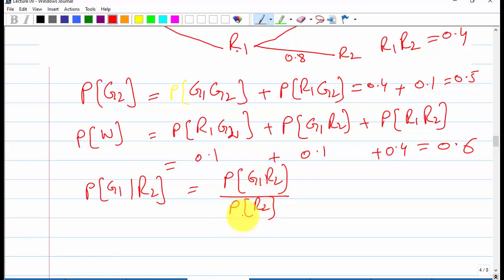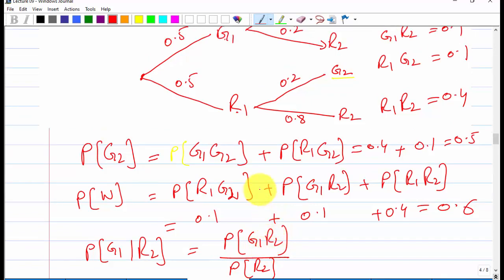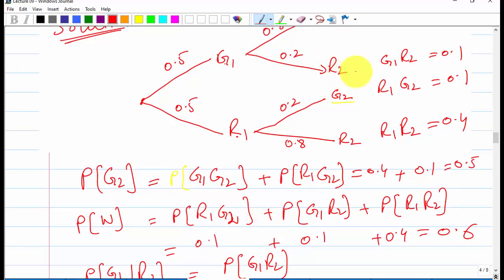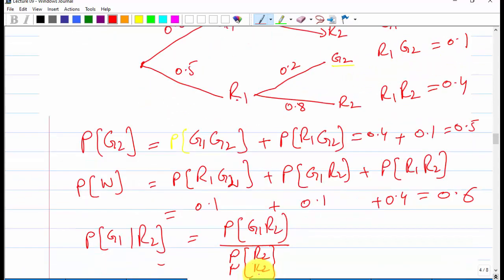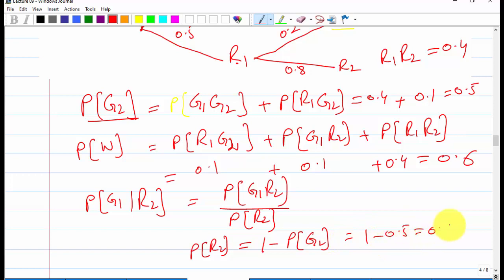So the probability of the second red light we can find out here. G1 R2 is given as 0.1, but what is the probability of R2? That can be easily found out because we have the probability of green light, so it will obviously be the complement of it. So 1 minus the probability of G2, so 1 minus 0.5, which is 0.5.